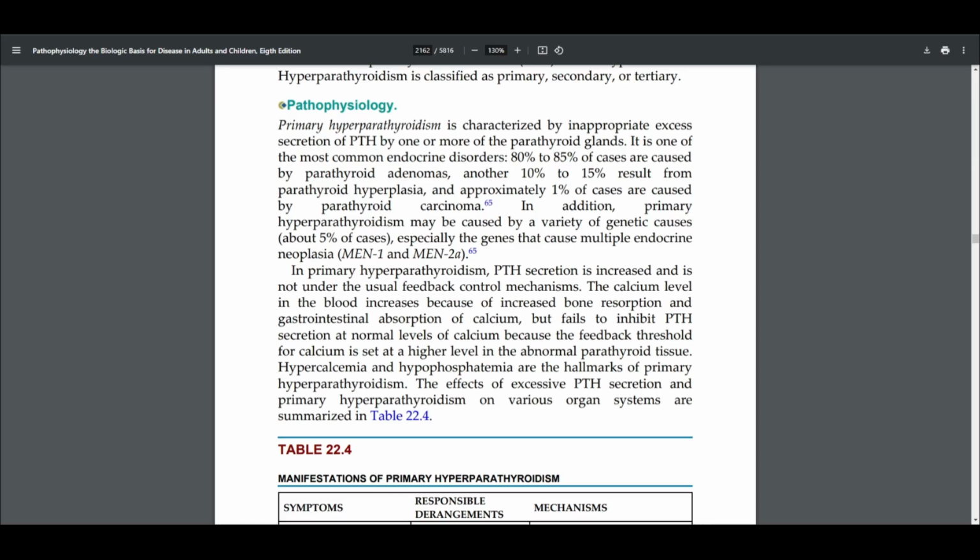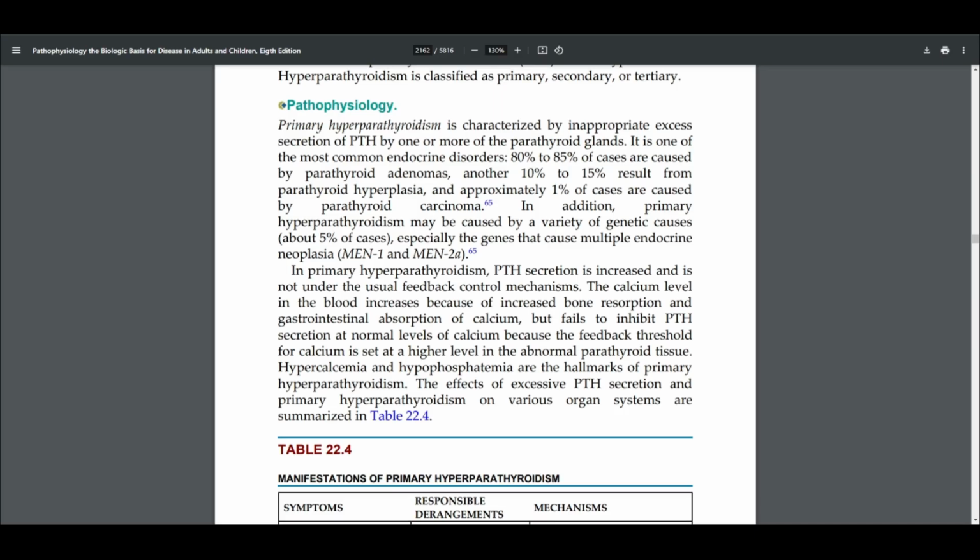In addition, primary hyperparathyroidism may be caused by a variety of genetic causes, especially the genes that cause multiple endocrine neoplasia, MEN1 and MEN2A. In primary hyperparathyroidism, PTH secretion is increased and is not under the usual feedback control mechanism.